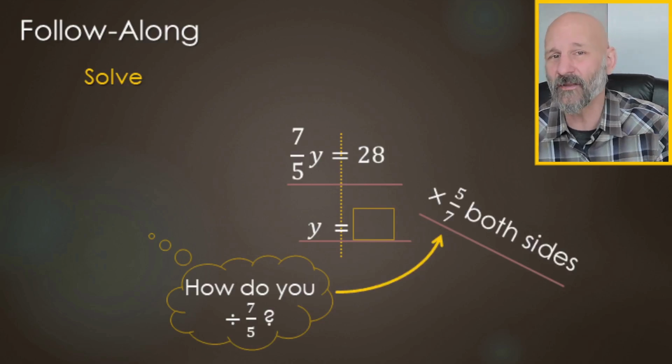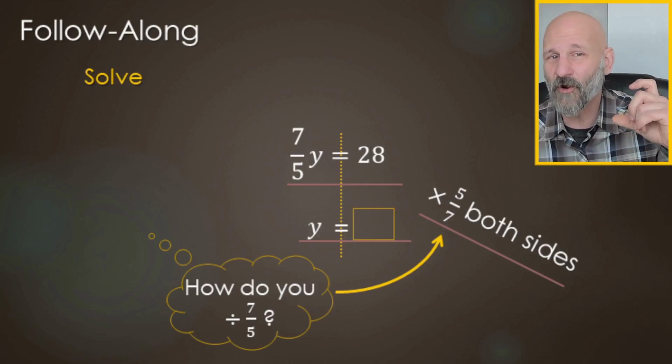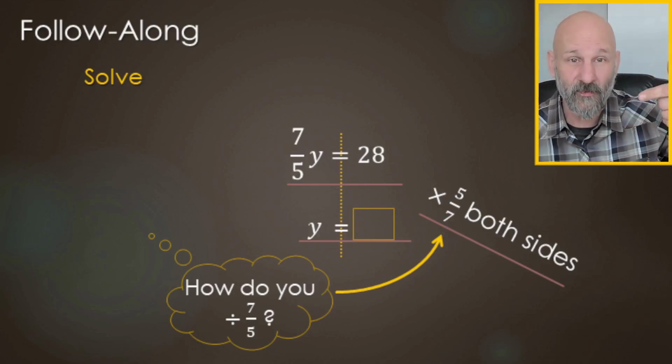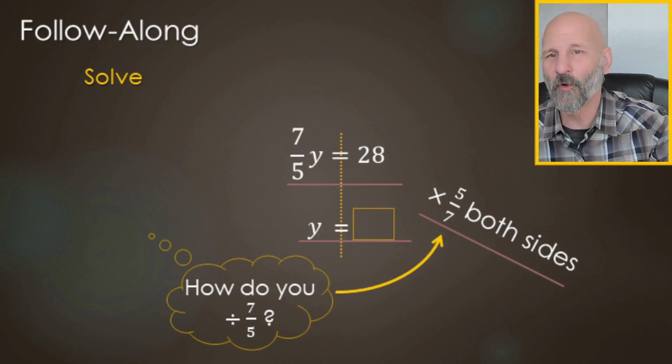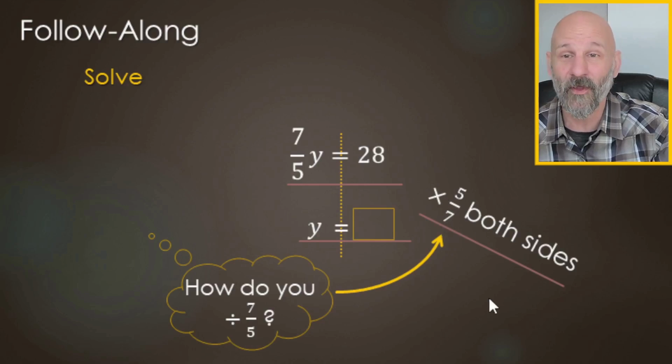So we're going to change the division to multiplication, and we're going to change it from 7/5. We're going to flip it. Keep, change, flip. There's the flip part. Multiply by the reciprocal. So instead of dividing by 7/5, we're multiplying by the reciprocal, 5/7.